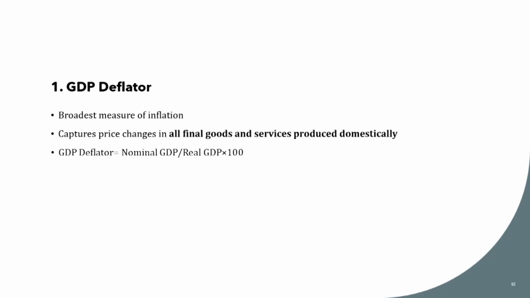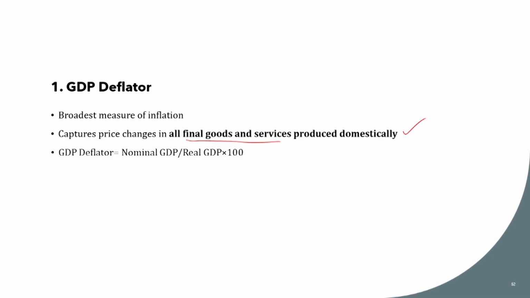What is meant by the GDP deflator, to begin with? The GDP deflator is one of the broadest measures of inflation. It captures price changes in all final goods and services produced domestically. In the GDP definition, we have categorically mentioned that GDP is the market value of all final goods and services produced in the domestic territory of a country in a given period of time, maybe one quarter or one year.